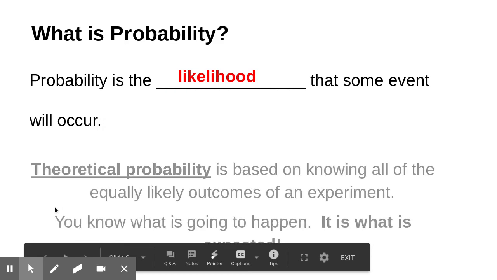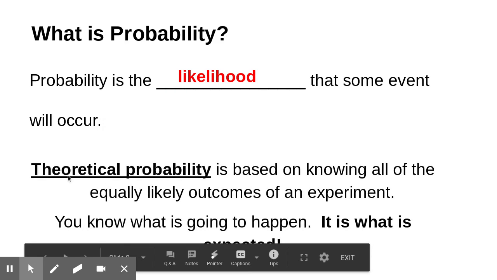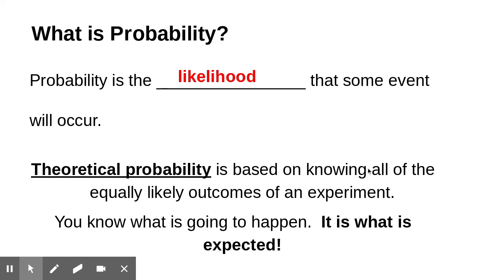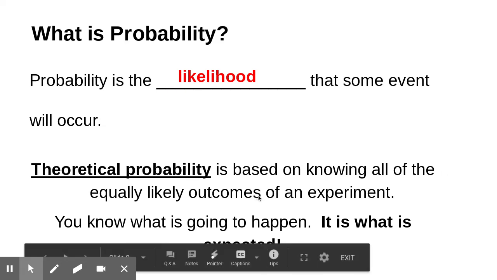So I said the words theoretical probability. Theoretical probability is based on knowing all of the equally likely outcomes of an experiment. So you know what is going to happen. It is what is expected to happen.